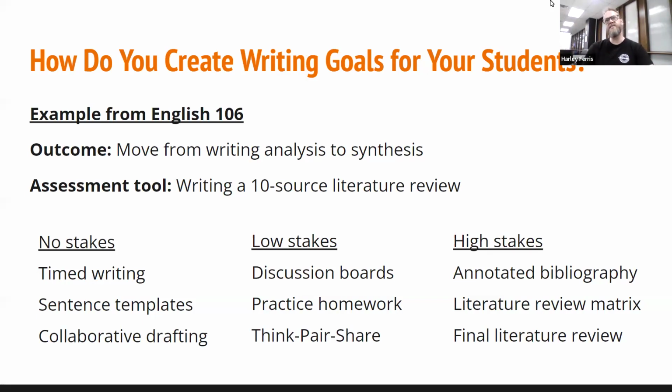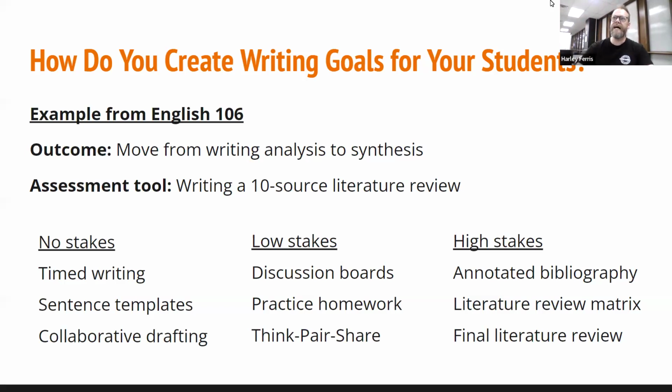And then some low stakes things they might get a few points on, things where they have to be a little bit more public about it. Discussion board posts, doing some practice in the homework, think, pair, share. And on all of these first 6 items, I would really care very little about grammar, right, or about specific things. This is about the moves rather than the polish at the end.